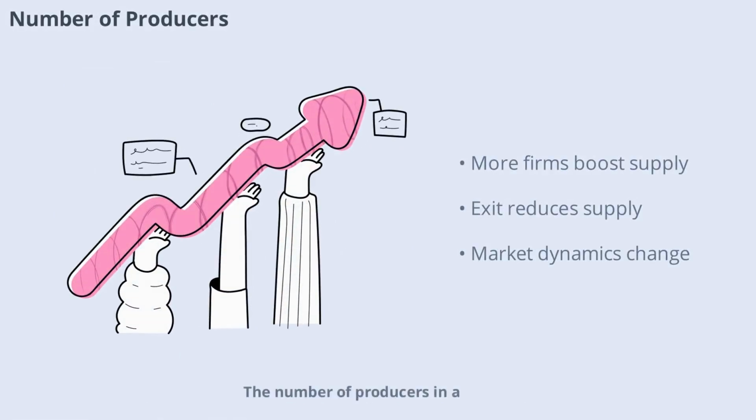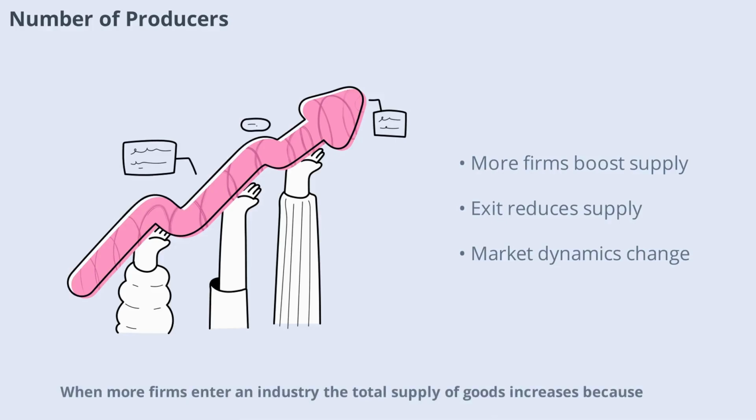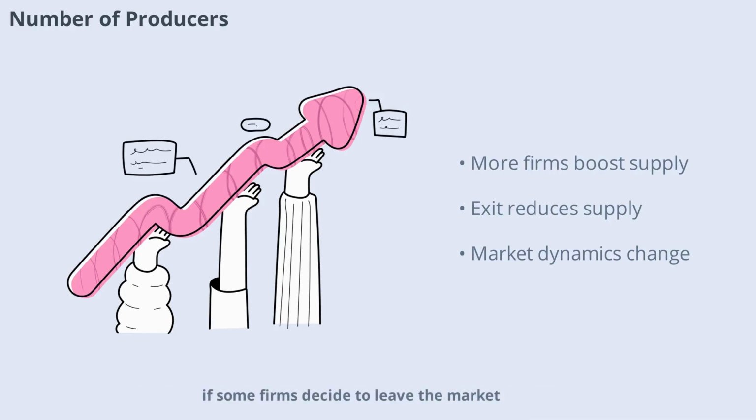The number of producers in a market is another important factor affecting supply. When more firms enter an industry, the total supply of goods increases because there are more sources producing the same product. Conversely, if some firms decide to leave the market, the supply decreases as fewer producers remain. This dynamic can be seen in competitive industries where entry and exit are common. The overall supply is constantly changing based on how many businesses are active in the market, which in turn affects prices and availability for consumers.